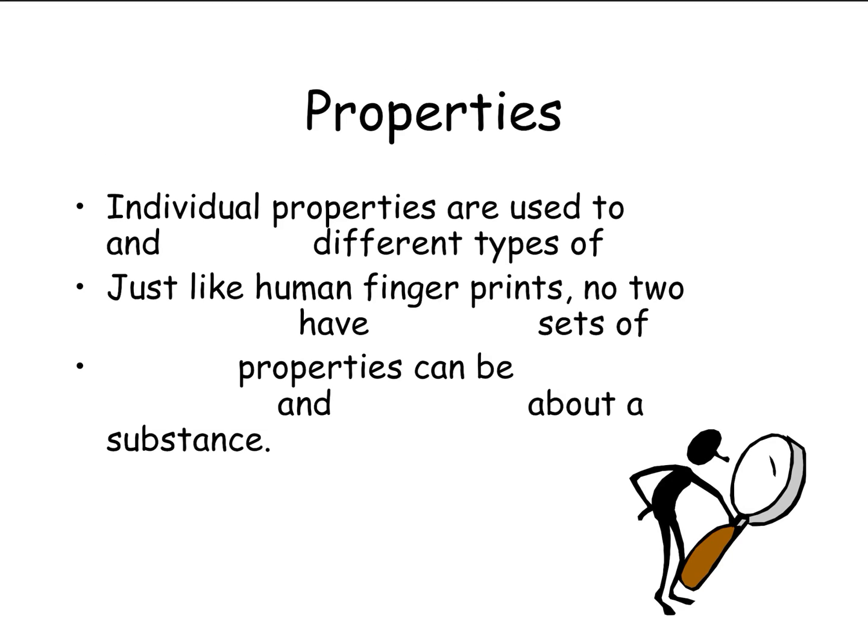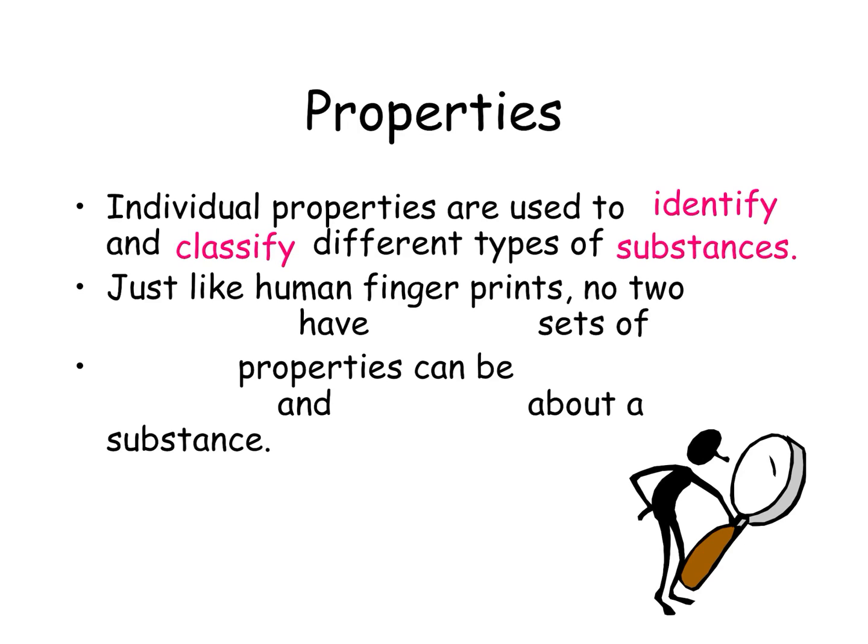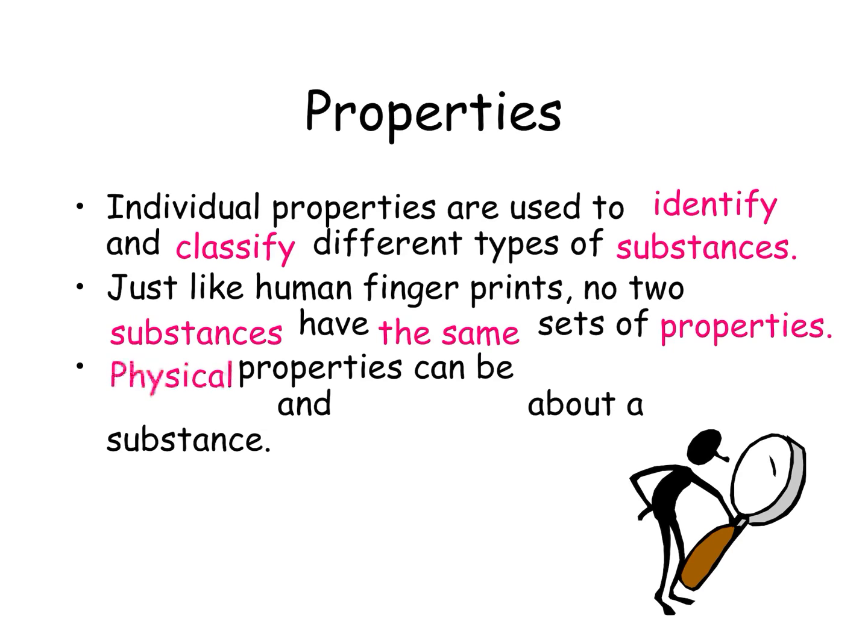Okay, properties. Individual properties are used to identify and classify different types of substances. Just like human fingerprints, no two substances have the same sets of properties. And there are two kinds of properties we can talk about. One kind is physical properties. Physical properties can be observed, measured, and calculated.